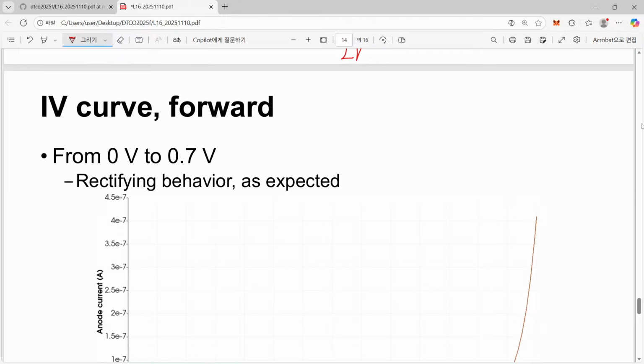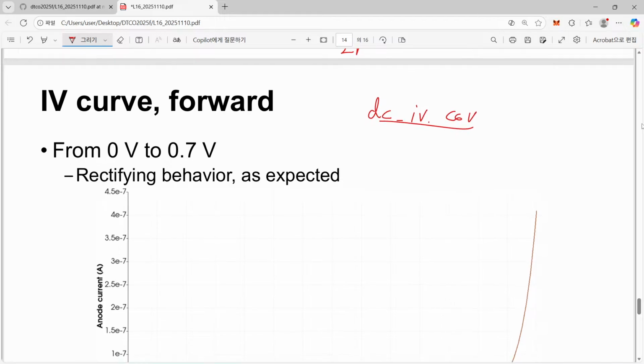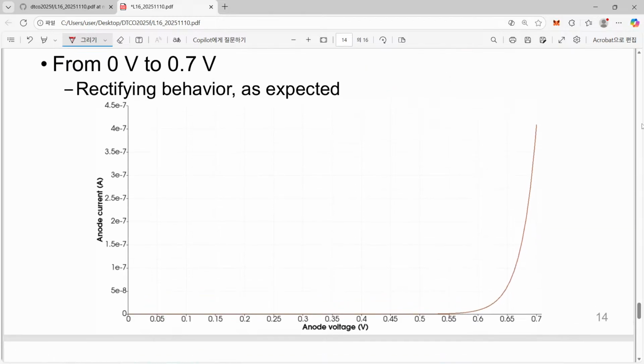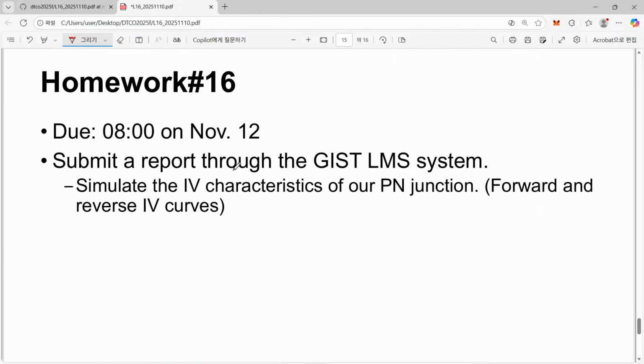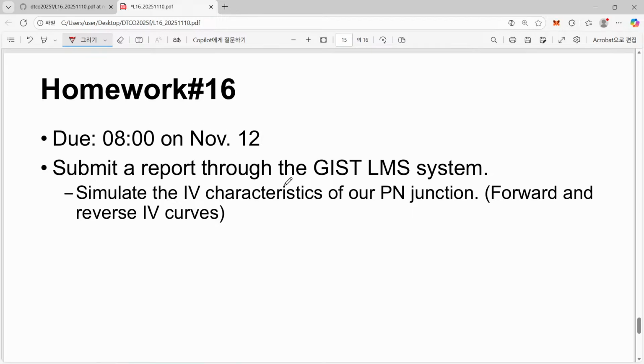Then you will have the DC IV.CSV file. Please try to draw IV characteristics from 0 to 0.7 volt. So already you have performed the simulation with your goal of 0.7 volt. You will have all the information to draw this one. Then you will get this curve. So please try to draw it. And now you have your homework. So your homework is simply to draw this IV characteristics.